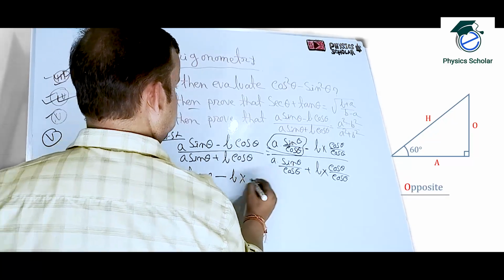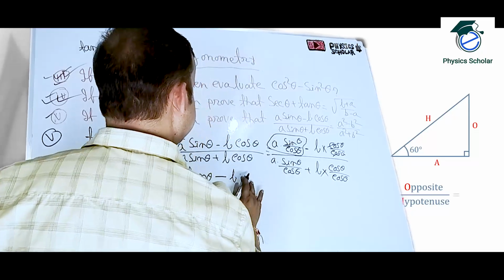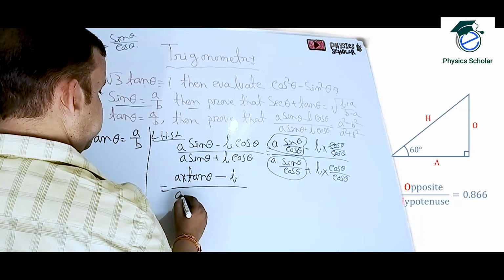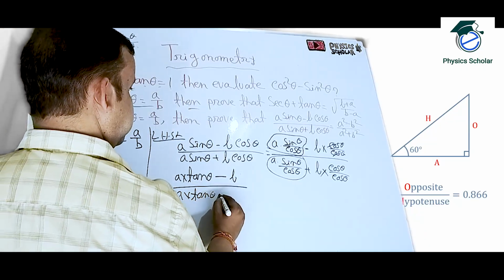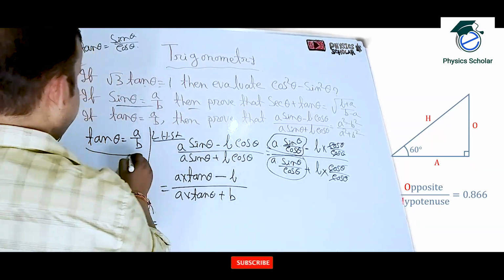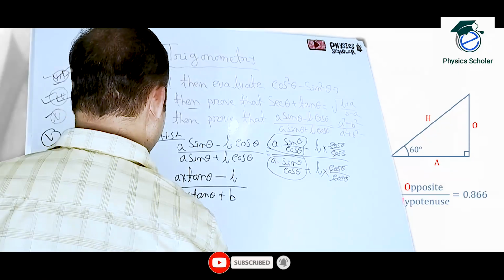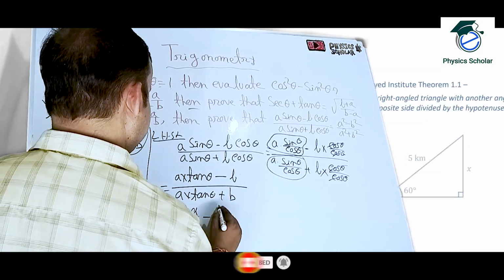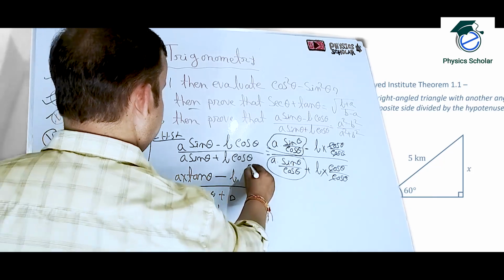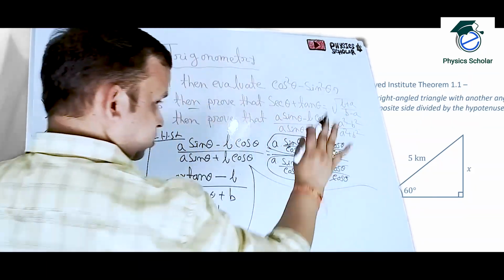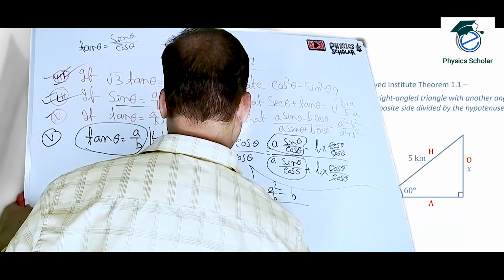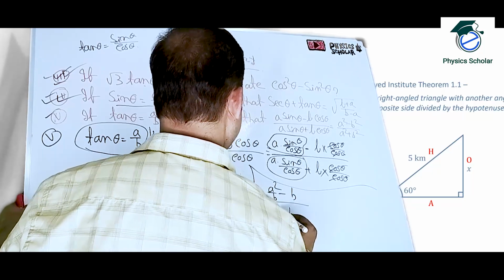minus b into cos theta will be cancelled, so only b, divided by a into tan theta plus, this will be cancelled, so only b. Now the value of tan theta is given here, see in the sum. So a into tan theta means a by b, minus b, divided by a into a by b plus b. Now the simple calculation, all sin cos are gone. So it's a square by b minus b divided by a square by b plus b.